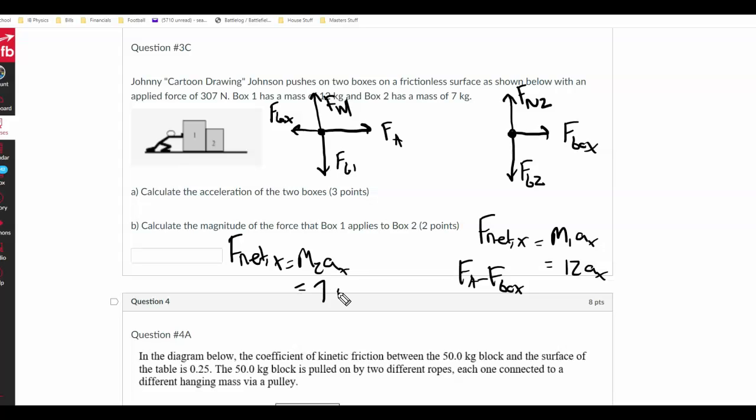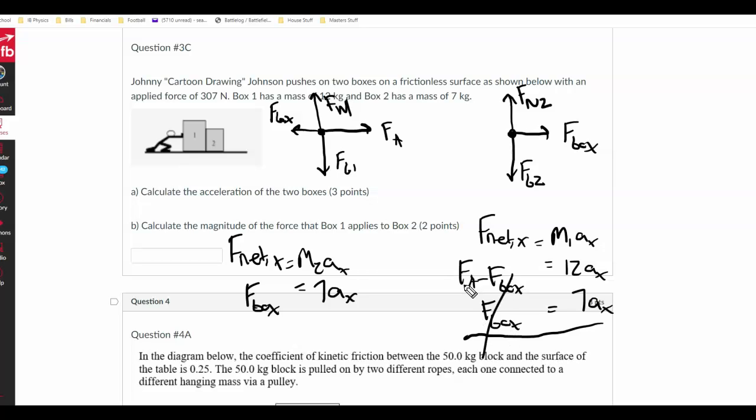So we have 7ax, we write down the sum of the forces, but there's only one force in the x direction, and that is F box in the positive x direction. So here's F box equals 7ax, and this is perfectly set up to solve using elimination. I just add the two equations together. Minus F box and positive F box cancel out. If you didn't have this minus sign here, I took a point off.